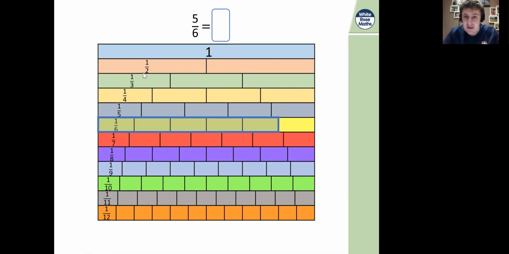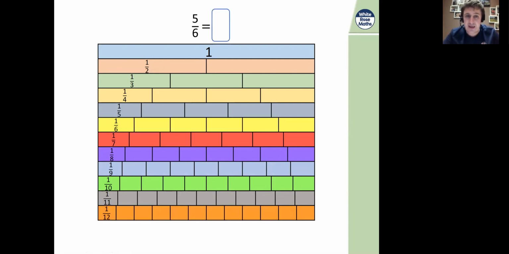So on the fifths, you can see this one, it's not at the same point. On the sevenths, this one isn't at the same. But if I draw a line down, I can see that, at the bottom, I've got some 12ths that match up. How many 12ths? There we go. We've got 10 12ths. So 5/6 is equivalent to 10 12ths.